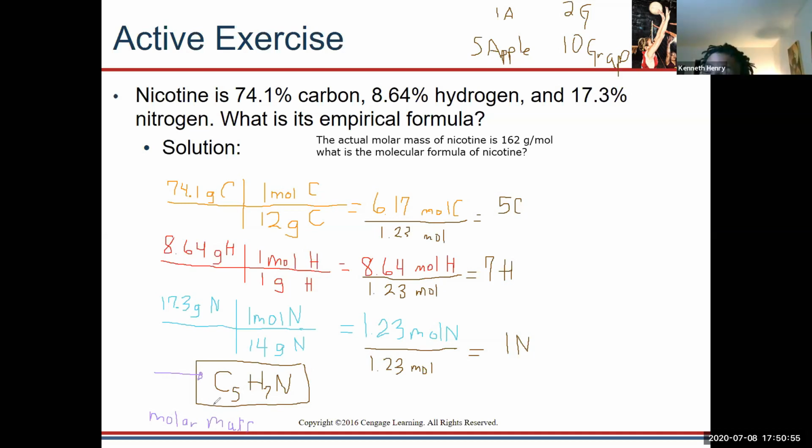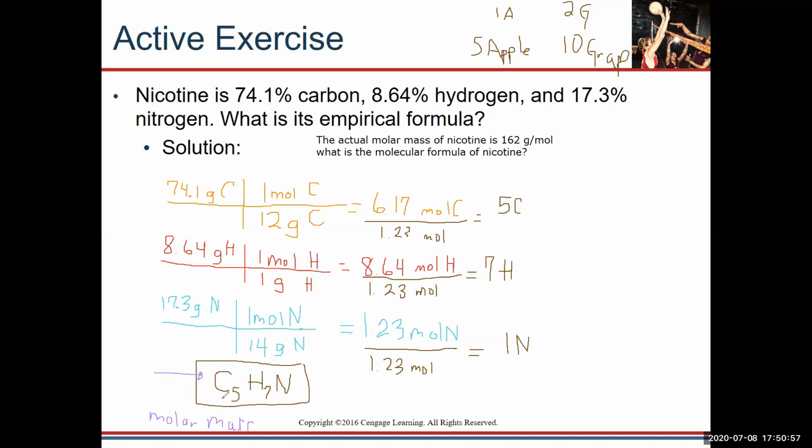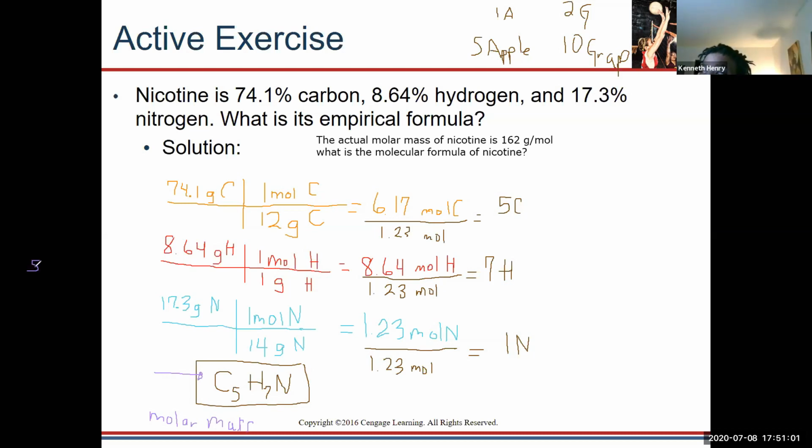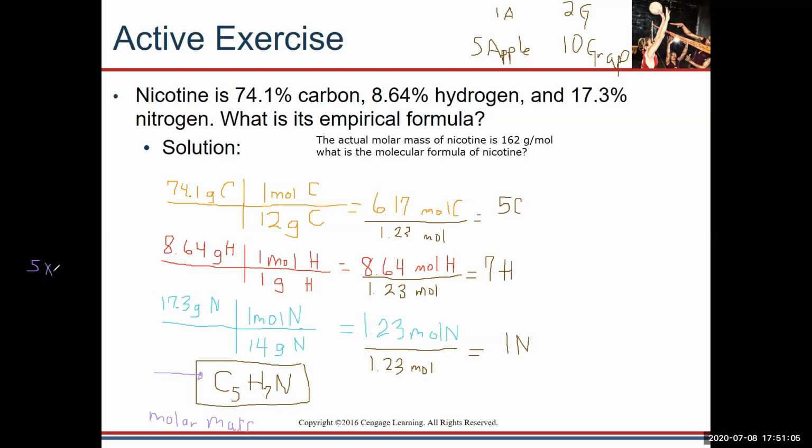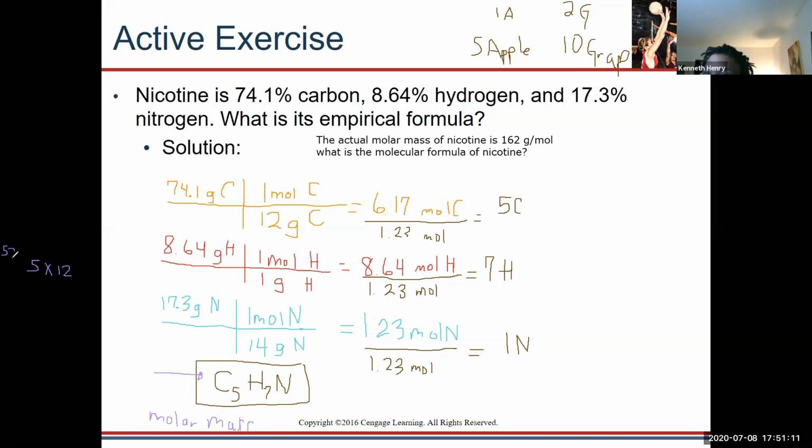Okay, how many carbons do I have right now? For carbons, we have 5 carbons. Okay, 5 times. It's going to be 12. And can you guys see me over here? Yeah. Okay.